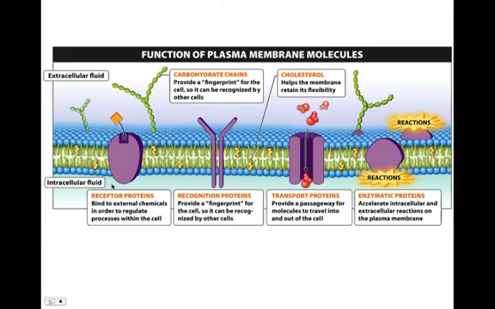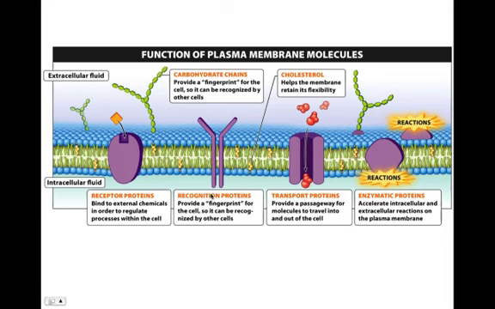So here we're going to take a minute to look at the function of the plasma membrane molecules. We mentioned our carbohydrate chain is our fingerprint, or allows our cells to be recognized by other cells. Our cholesterol helps the membrane retain its flexibility. And then they showed the different types of proteins. We mentioned that the proteins can act as transporters. So here is our transport protein, providing a passageway for molecules to travel into and out of the cell. And that's what we've discussed already, how they regulate what comes in and what leaves the cell.